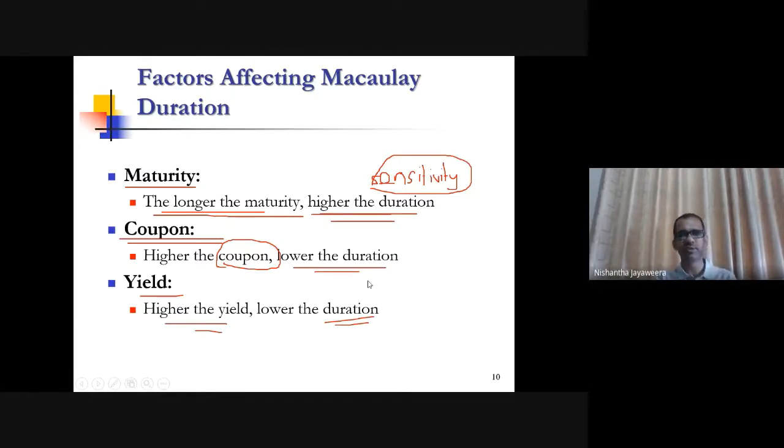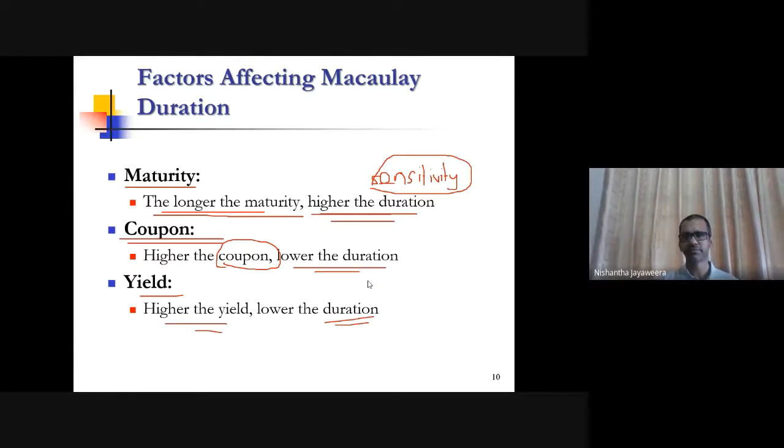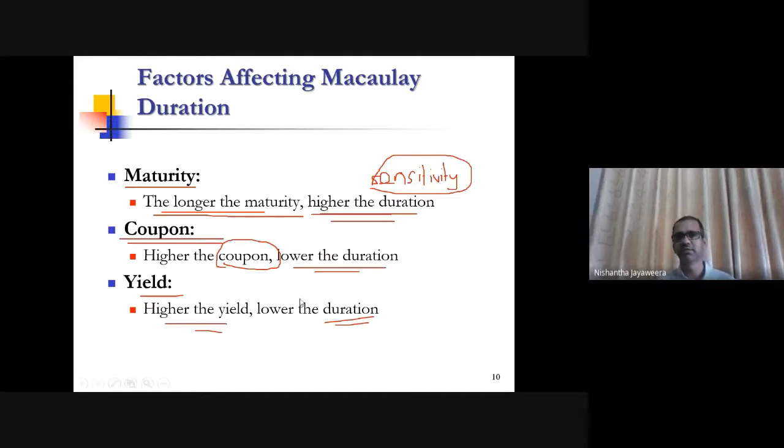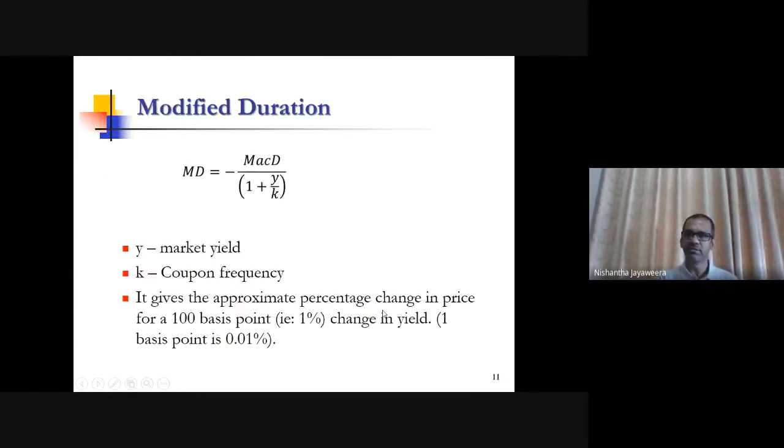But how do you interpret duration? It is the sensitivity of bond price for a given change in interest rate. In a moment, I'll show you what this duration is in a much more practical way. How do we interpret it? For that, we define another version of duration. We call it the modified duration.